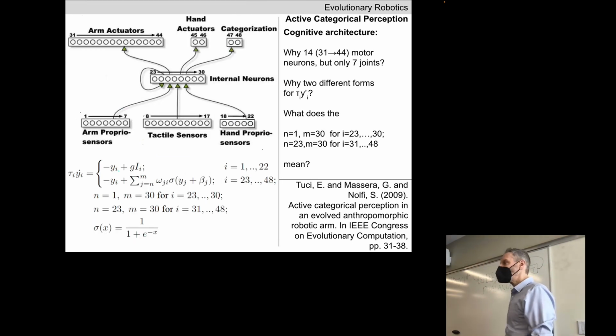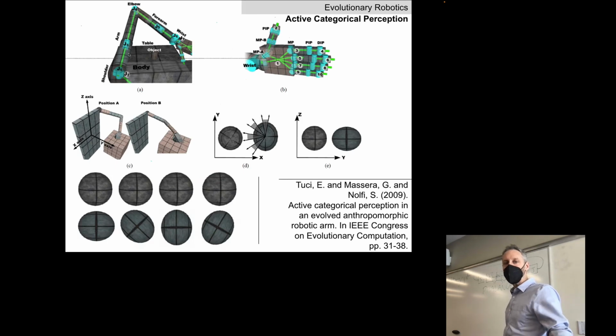So a lot of sensory values coming in, 22 sensor values coming in. Let's do the motor neurons now. We have 14 arm actuators, but we only have 7 arm joints. This one's a little tricky. This is a relatively subtle physiological detail.